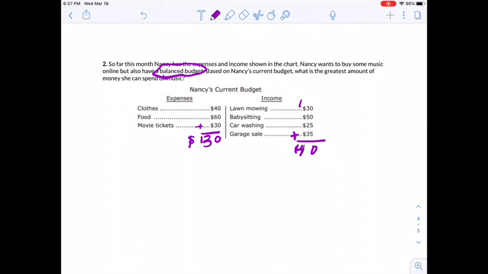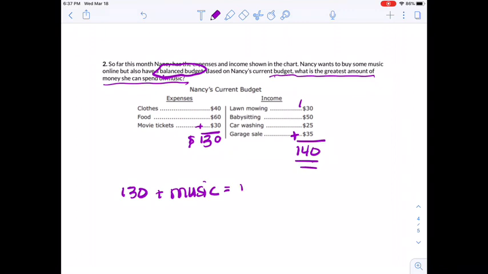Does Nancy have a balanced budget right now? $140 in income. Is her budget balanced? It's not, because her income is not equal to her expenses. So how will I find out if she wants to buy some music, how much can she spend and still have a balanced budget? Let's think about it like the one we did earlier. What her expenses are now plus some music has to equal her income of $140.